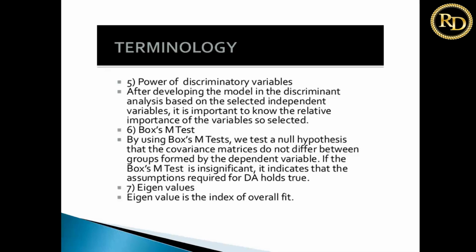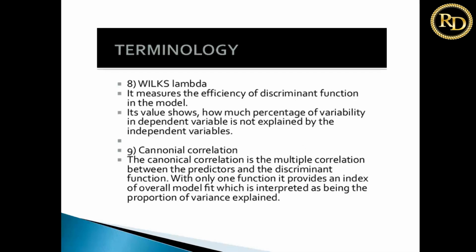And definitely the seventh one, that is eigenvalues, are very important to check the discriminant function and the units. So the eigenvalue is the index of overall fit. We check on the basis of the eigenvalues whether the discriminant function is a good fit or not. And Wilks' lambda, we sometimes call it the measure of bad fit, contrary to the coefficient of determination, which is considered the measure of good fit. It measures the efficiency of the discriminant function in the model.